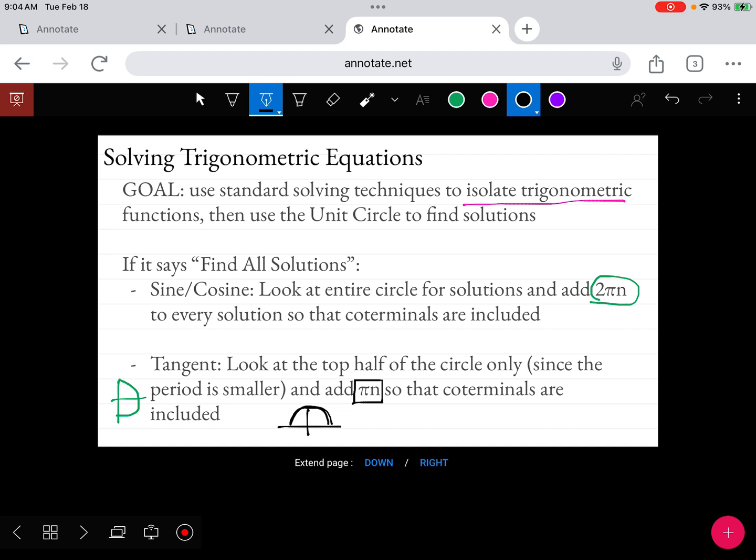So sine and cosine based problems, we need to add plus 2 pi n to the end of our solutions. And for tangent, cotangent, we're going to add pi n. So thinking about those periodic shifts, those kind of things like we did in our graphing stuff.